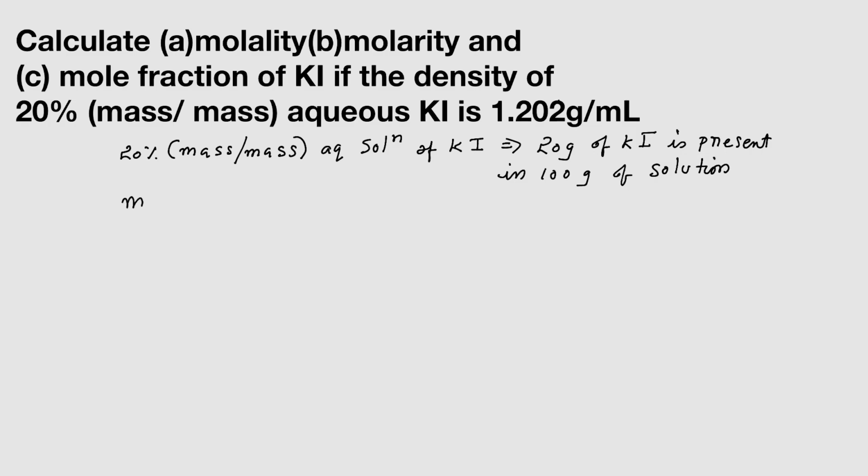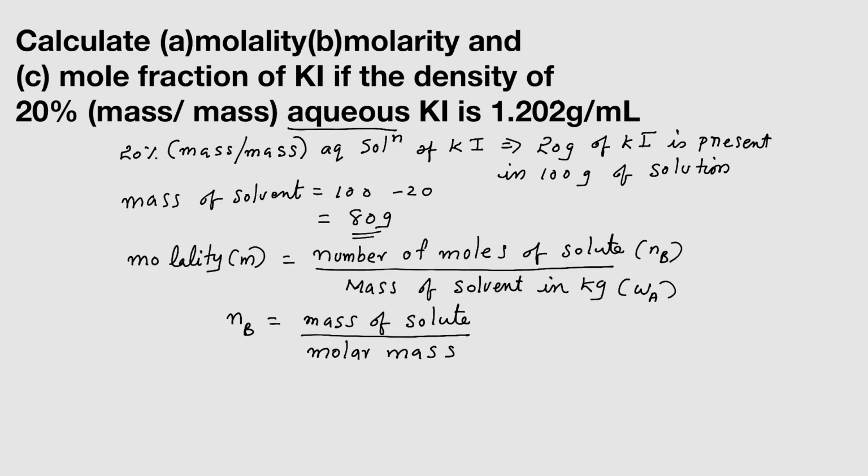So what is mass of solvent? Mass of solvent or mass of water will be 100 minus 20. It is 80 gram. Why is the solvent water? Because in the question it is mentioned that it is aqueous, okay? 80 gram. So we find the mass of solvent.